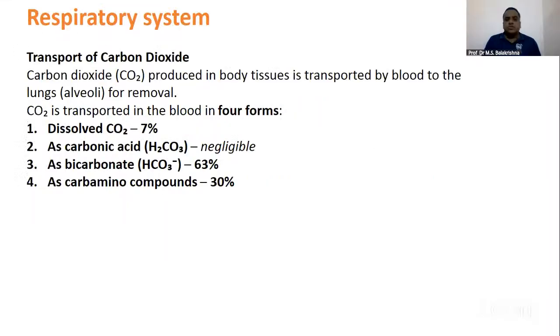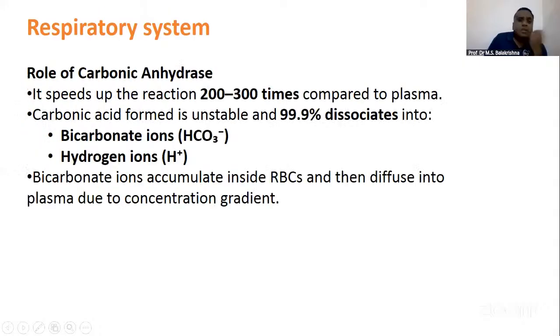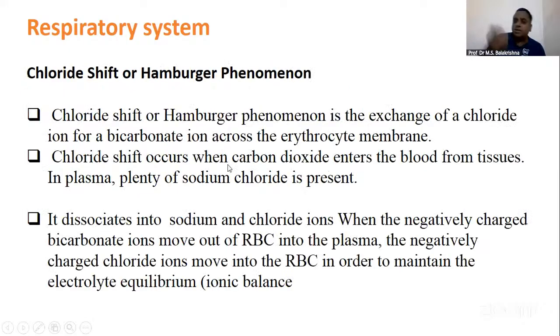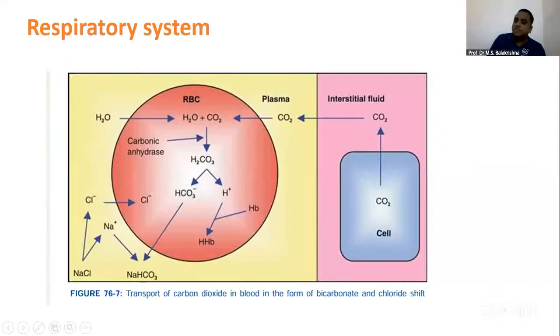So carbon dioxide is transported in four forms. The most important form is bicarbonate. Now, coming to what is carbonic anhydrase's role here? It speeds up the reaction. It's a catalyst, an enzyme. It speeds up the reaction 200 to 300 times compared to plasma. And the carbonic anhydrase has a role in your chloride shift or Hamburger phenomenon. This is the Hamburger phenomenon that you always study.